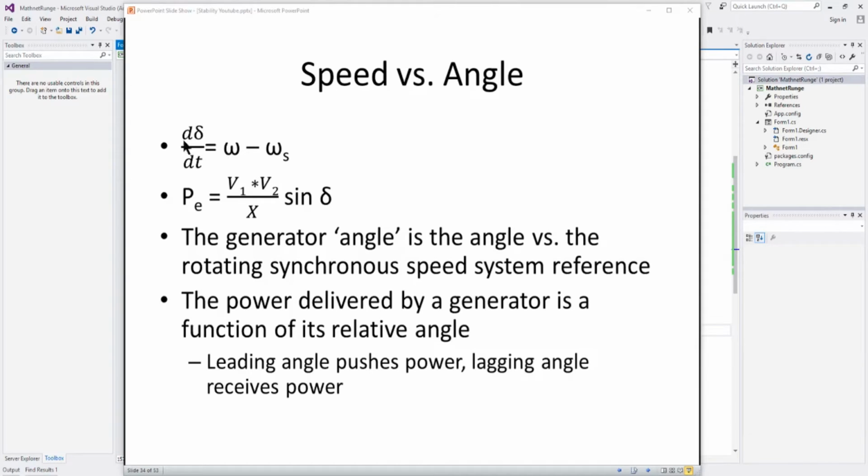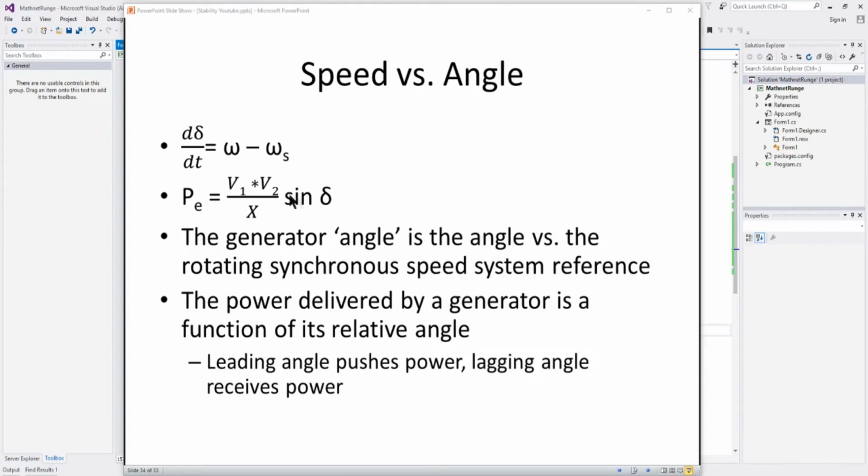And we're going to need that because the electrical power out of the machine is a function of the angle of the machine. Okay, and here is a very important equation that defines the electrical power output of the machine in terms of the angle of the machine. And it's a function of the voltage in the machine versus the voltage magnitude at the receiving bus divided by the reactance of the machine.